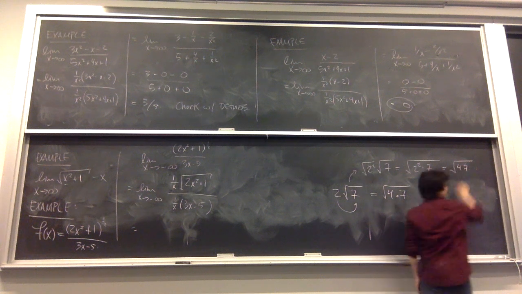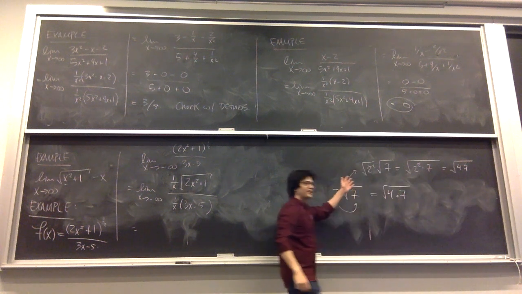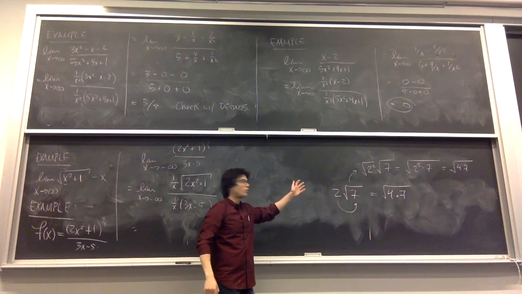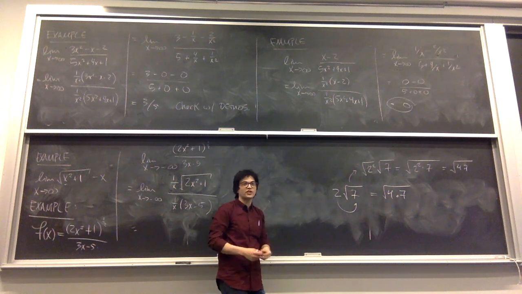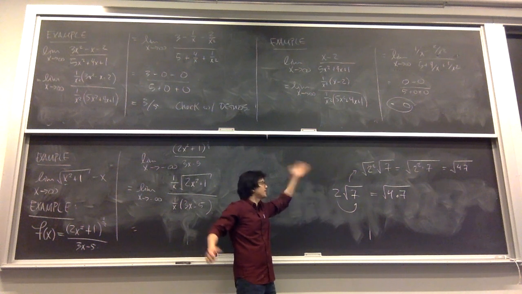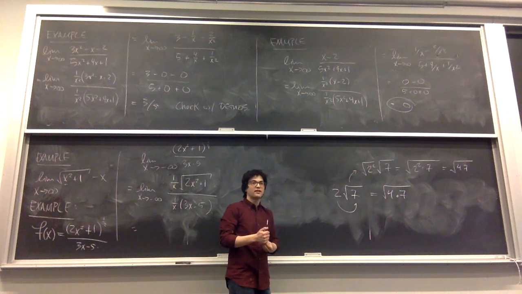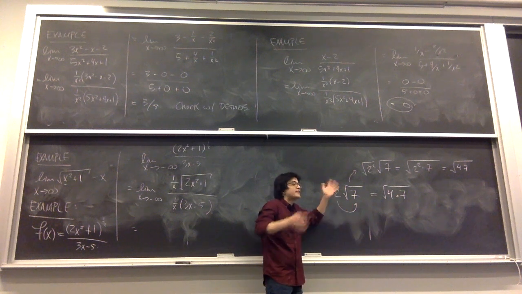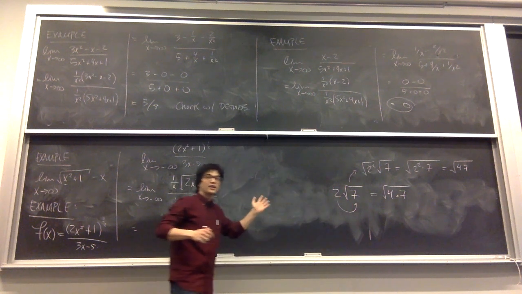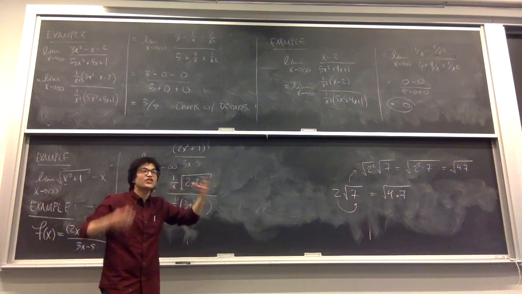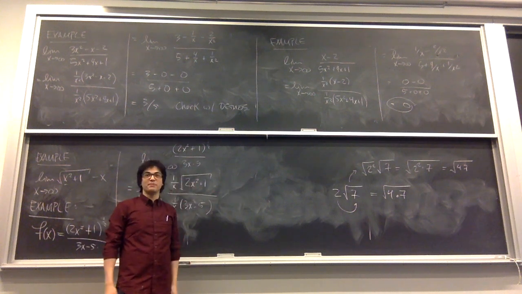4 times 7. Is this really alien to you? What do you mean? This is basic rationalization. This is the most basic rationalization. You should have done 10 million of these in grade 10. You've never seen this? This is definitely prerequisite. How have you not seen this? This is deeply troubling to me.